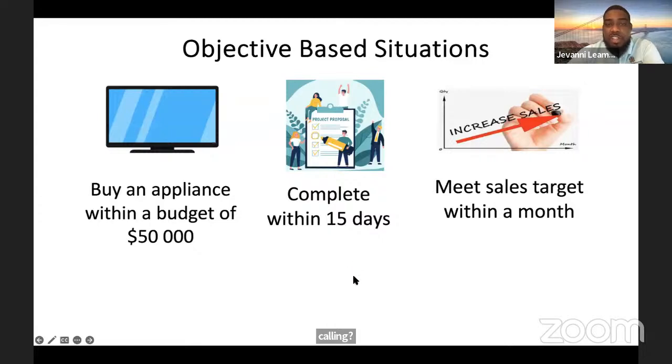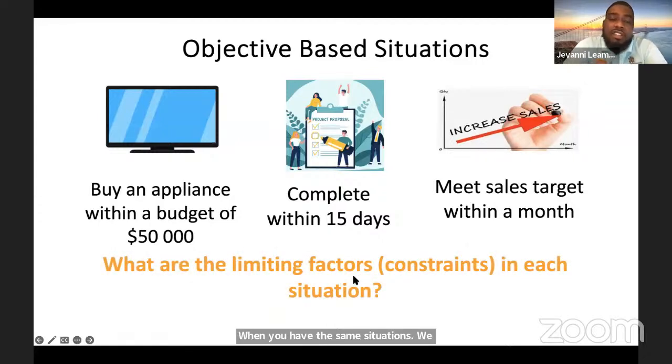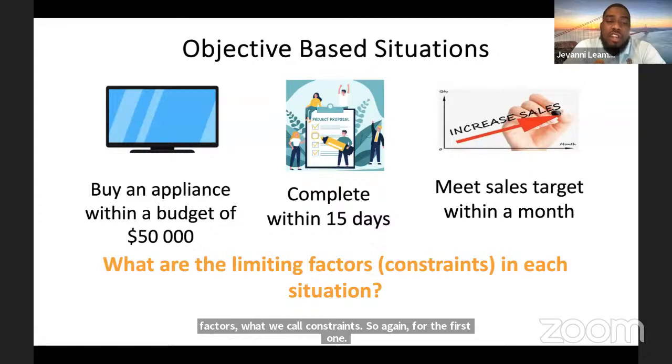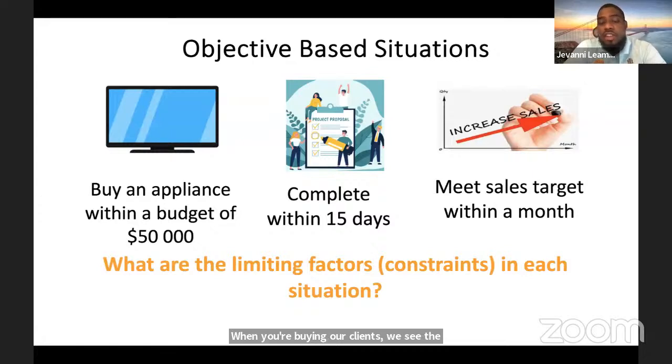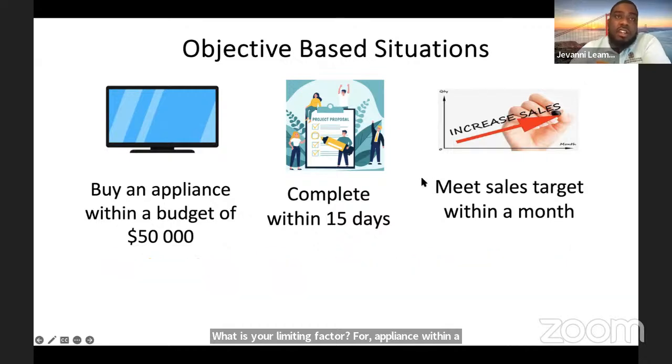When we have the same situations, we have limiting factors, what we call constraints. So again, for the first one, when you're buying an appliance within a budget of 50,000, what is your constraint? What is your limiting factor for the first situation that you have on the screen? Anyone? Any takers?